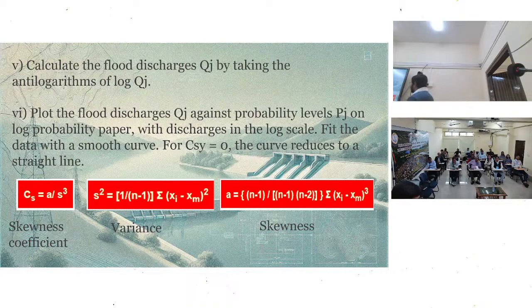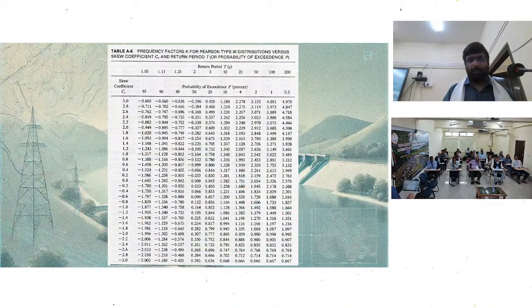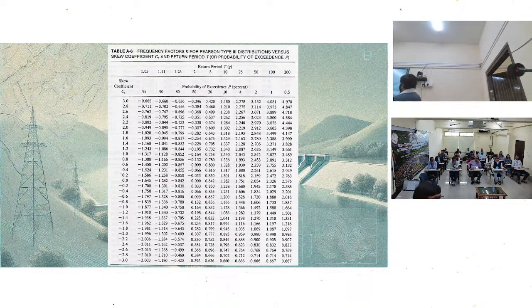Then when you have these two parameters, just calculate the Cs. So now you have the Cs, you have the Kj value, you have the y bar value. Just plug into the equation and you will get all these. So this is the frequency factor K for a given return period and skewness coefficient. The skewness coefficient you have already computed. Okay, these are the values.